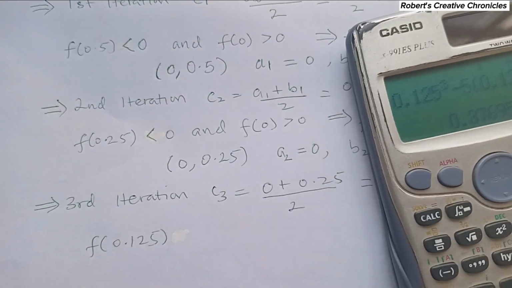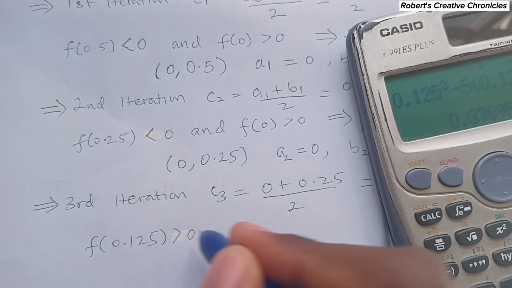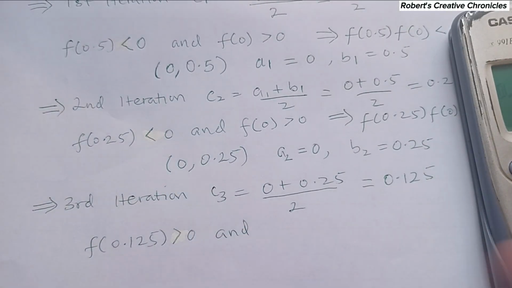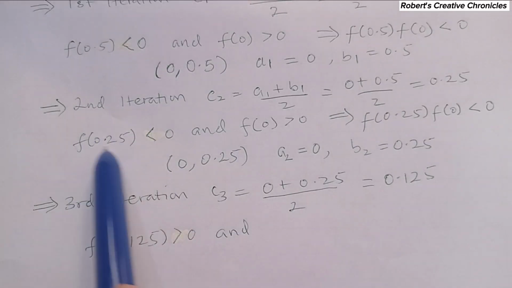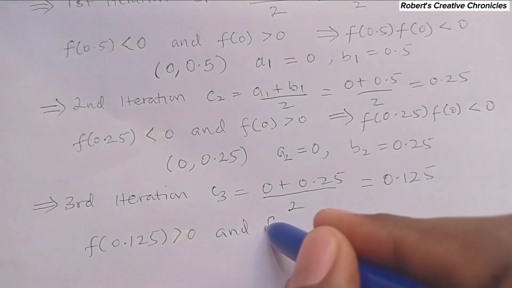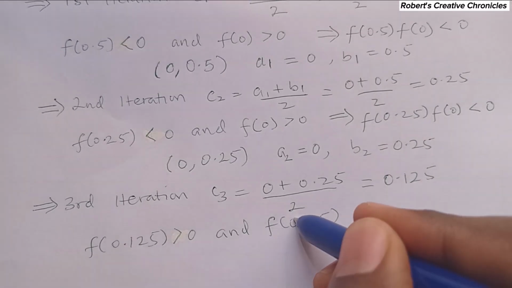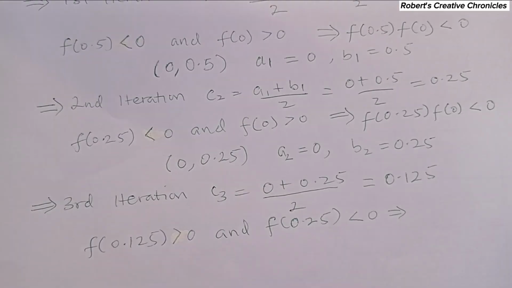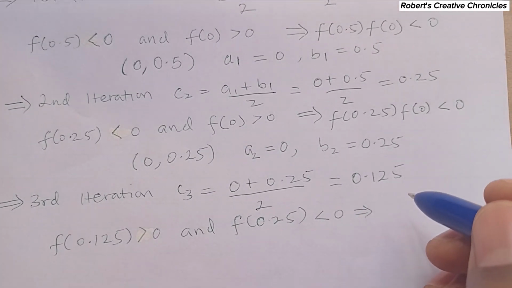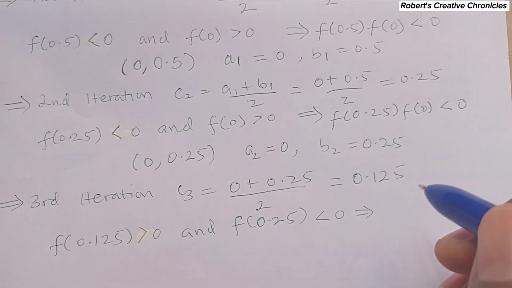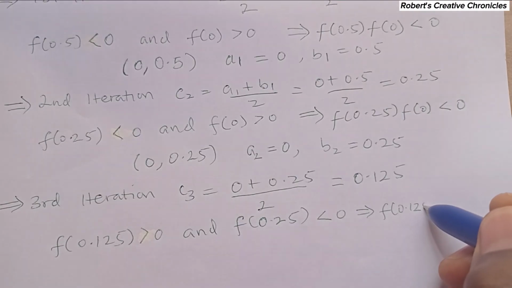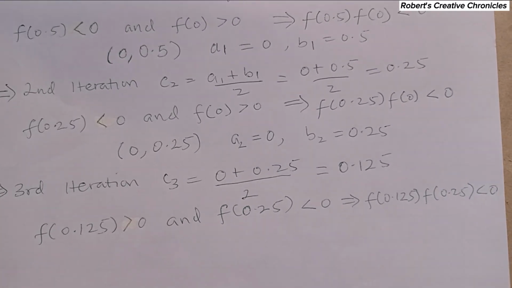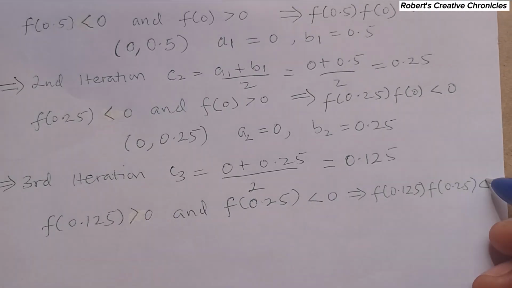So now that means this is greater than 0, and then we'll select the one that is less than 0 here. So it will be which one? This one. So it will be this and this. So f of 0.25 is less than 0. So this will be less than 0 together, their product.